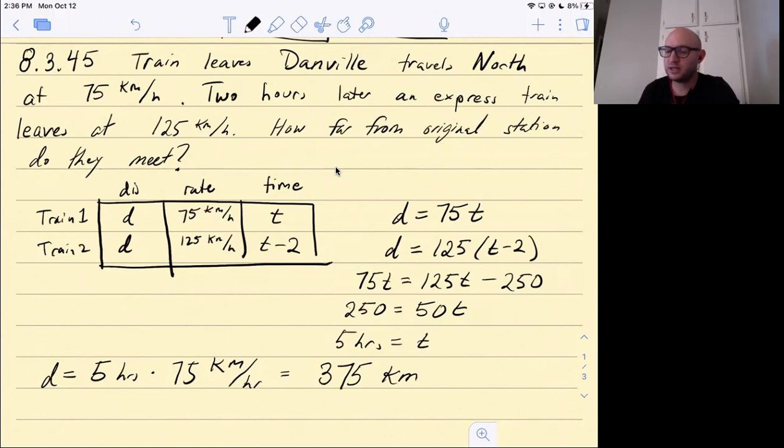and the initial distance between them is 150, and every unit of time that goes by, that gap is shrinking because train 2 is faster. So it takes 3 hours of train 2 to close that gap. Therefore, what's three hours of train 2 traveling? That would be 3 times 125, which is what we got, 375 kilometers.